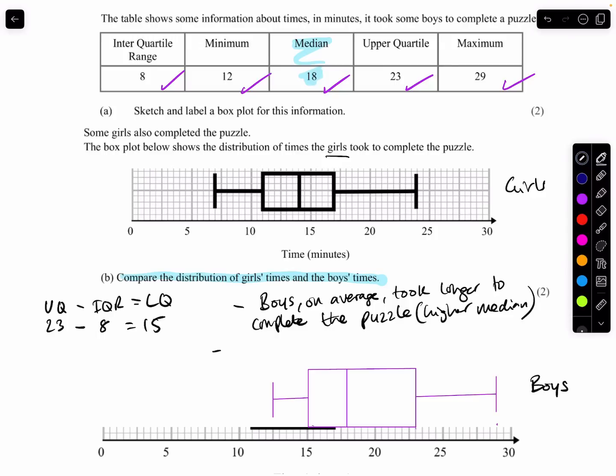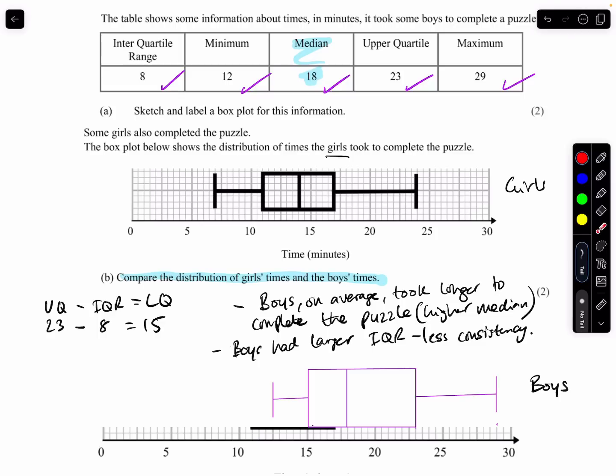I mean, we can write it down. So, boys had a larger interquartile range. Now, what does this mean? If the interquartile range is bigger, it means less consistency than the girls. You could sort of say that. But like I said, they were quite close, 8 and 6 as an interquartile range is quite close to compare.